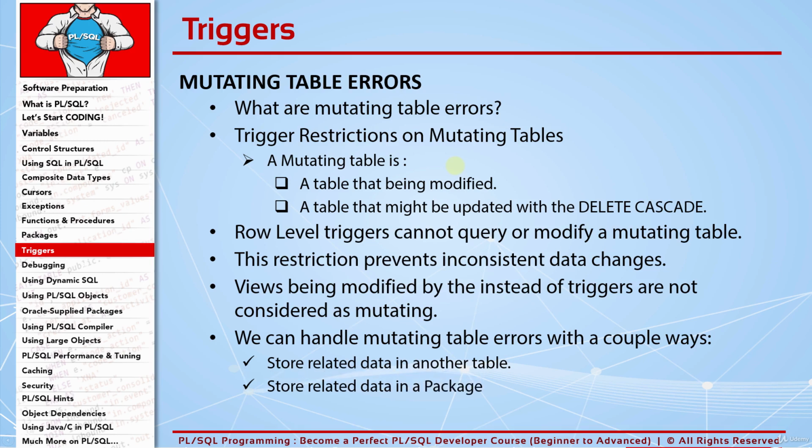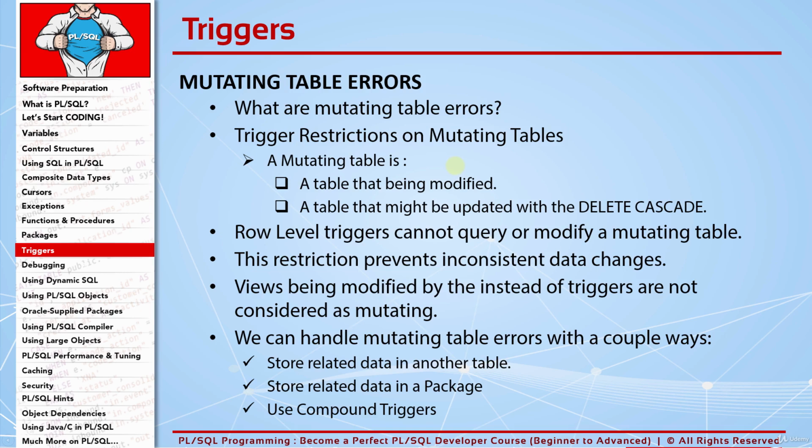The second one is to store related data in a package. Actually, this is not a perfect usage because you can do that only within the before statement triggers. This might be useful when you get the mutating table error with the statement level triggers and delete cascade constraints. The third one is using the compound triggers. Actually, the solutions above were used before the compound triggers were available. Instead of using them, now we use the compound triggers to handle that problem.